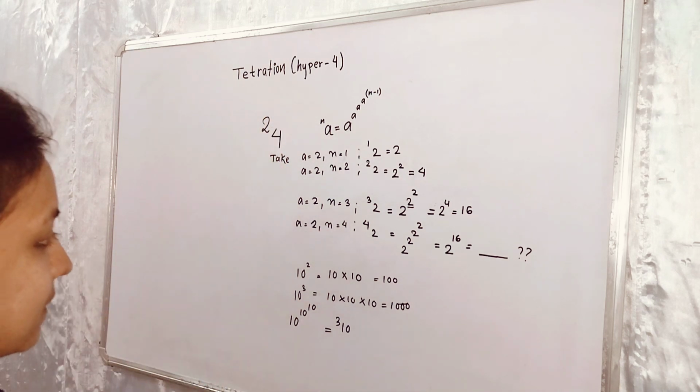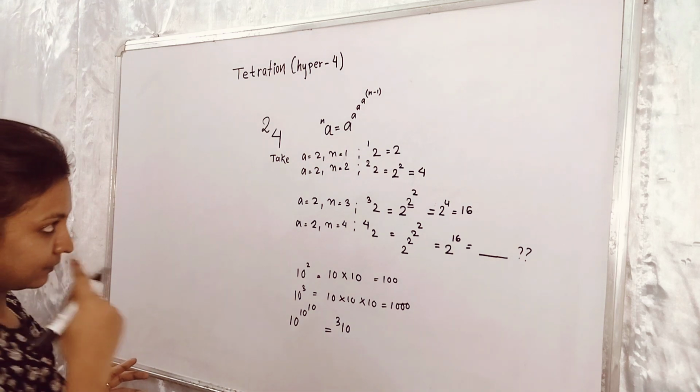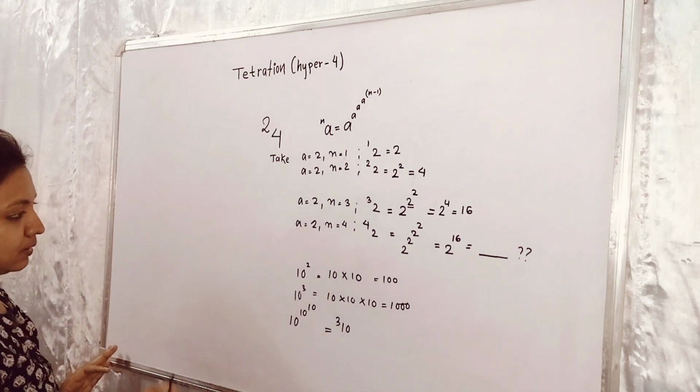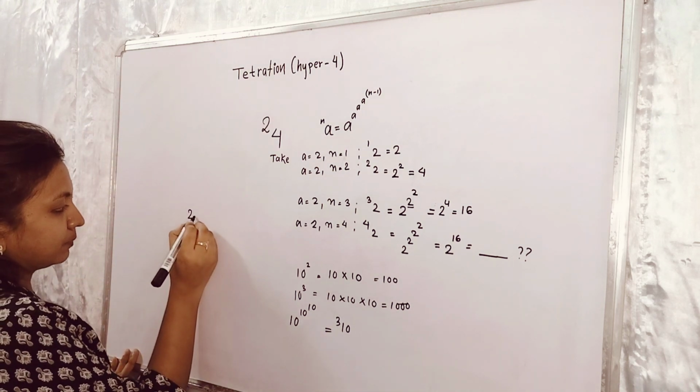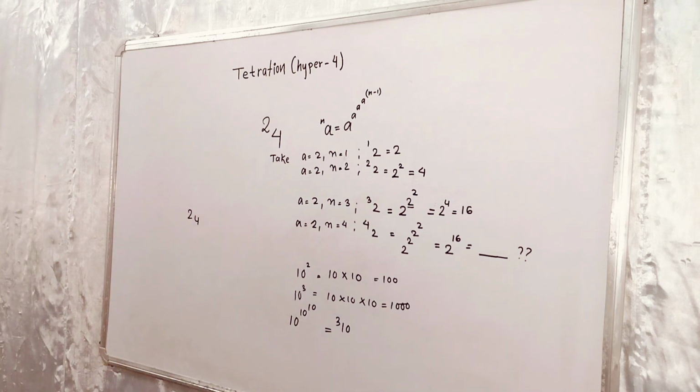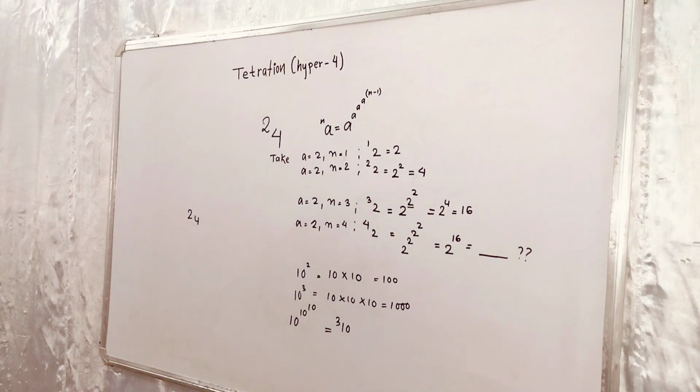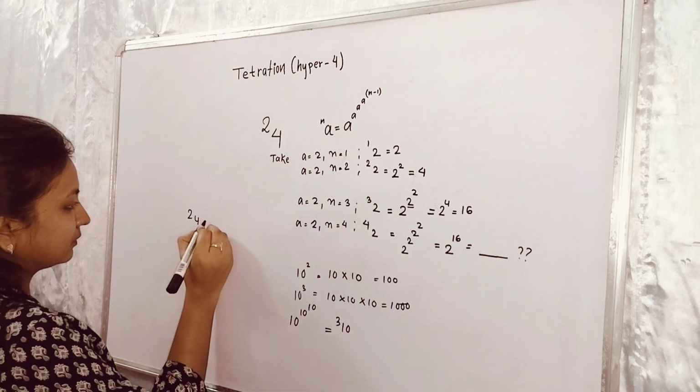But for this, what will be your answer? Let's take 2 to the power 4. Now I think you are able to understand what this means. So what does this mean?